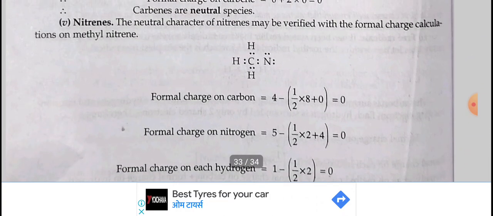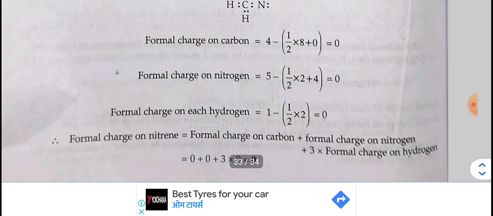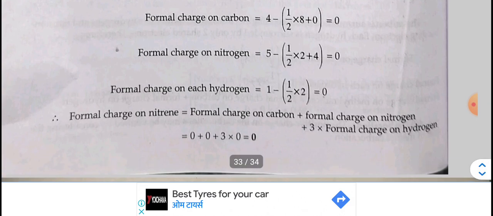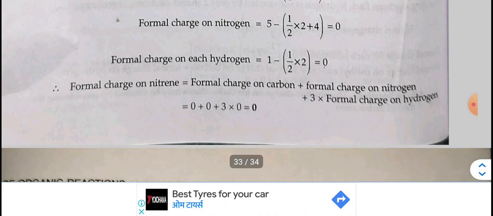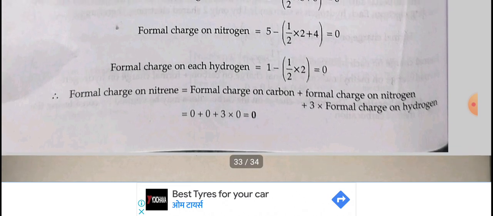Nitrenes. The neutral character of nitrenes may be verified with the formal charge calculation on methyl nitrene. Formal charge on carbon: 4 minus (1/2 into 8 plus 0) equal to 0. Formal charge on nitrogen equal to 5 minus 1/2 into 2 plus 4 equal to 0. Formal charge on each hydrogen equal to 1 minus 1/2 into 2 equal to 0. Formal charge on methyl nitrene equal to formal charge on carbon plus formal charge on nitrogen plus 3 into formal charge on hydrogen equal to 0 plus 0 plus 3 into 0 equal to 0.